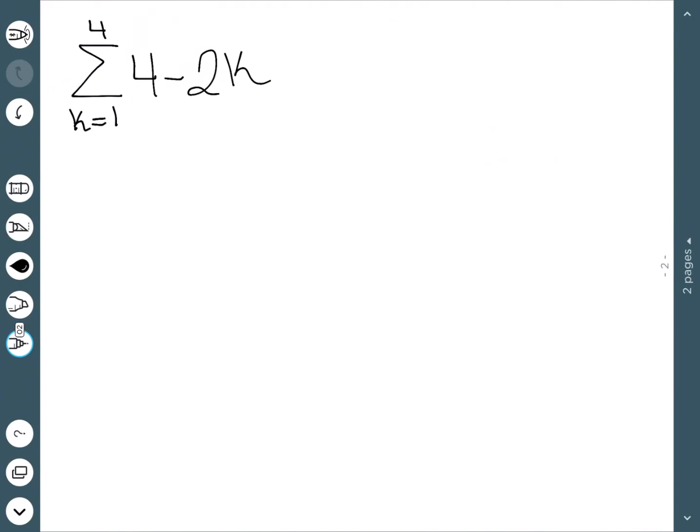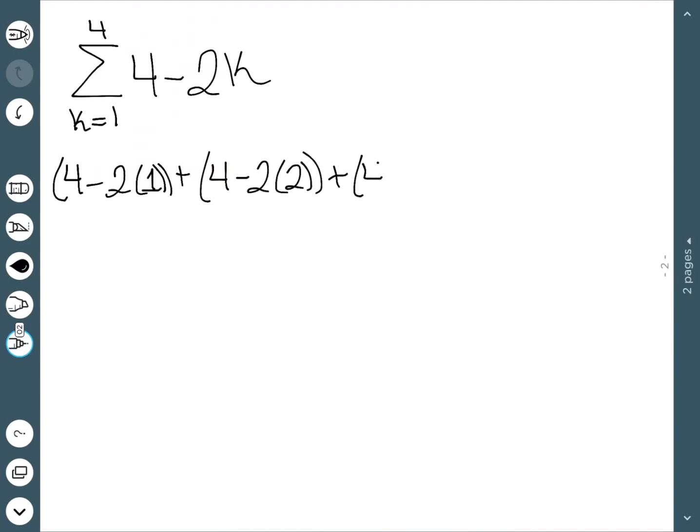I want to add from 1 to 4 of the summation of 4 minus 2k. Essentially what this means is we're going to start by letting k be equal to 1. And I have 4 minus 2 times 1. I'm then going to let k be equal to 2: 4 minus 2 times 2. We then let k be 3: 4 minus 2 times 3. And then k equal to 4: 4 minus 2 times 4. And then we can stop because we've reached our 4 that's at the top of this sigma.